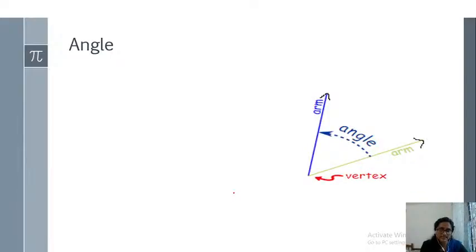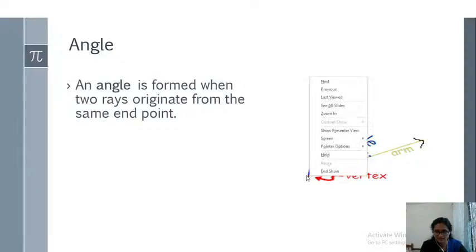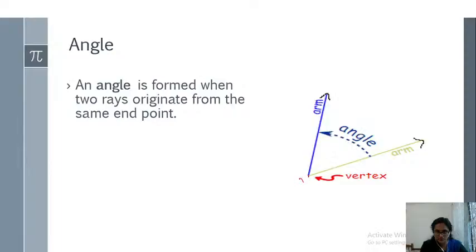Now angle. So what is an angle? How is an angle formed? An angle is formed when 2 rays originate from the same point. This point is called the common point and we call it a vertex. You have already known all these things. So this point O is the vertex, and there are 2 rays starting from O. Let's name them A and B. These rays are called arms, and an angle is formed between them.